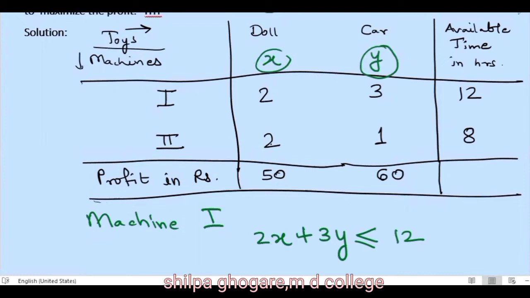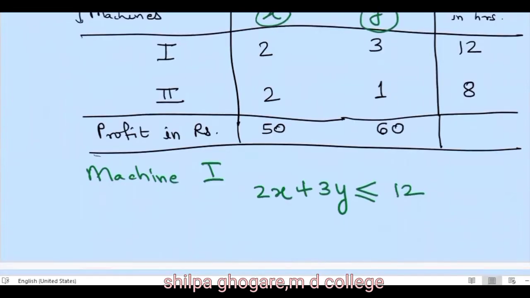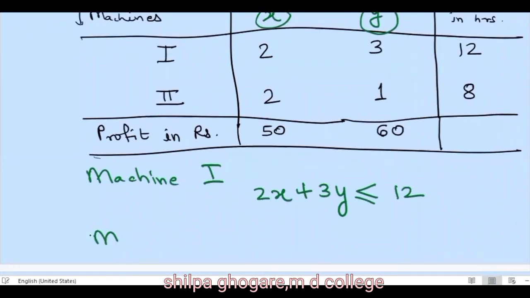Similarly, for machine 2, the time required would be 2x plus y. And the time available is 8 hours. So this is less than or equal to 8. And this is our second linear inequality.